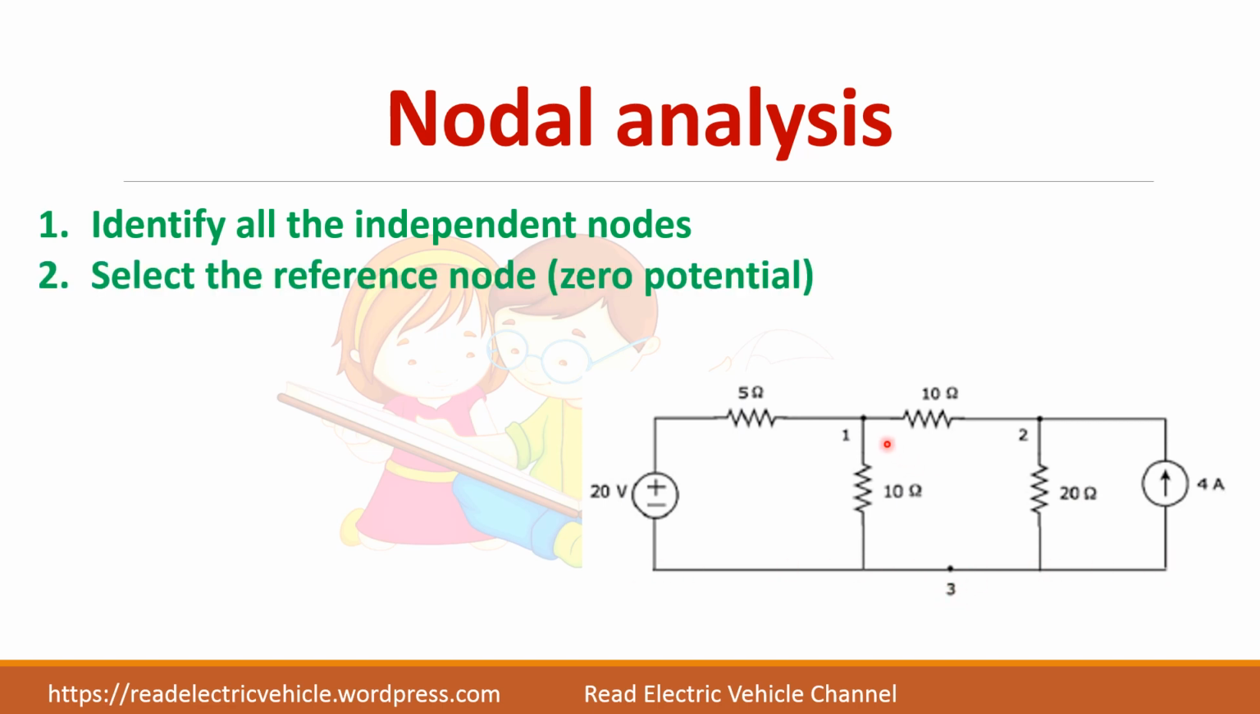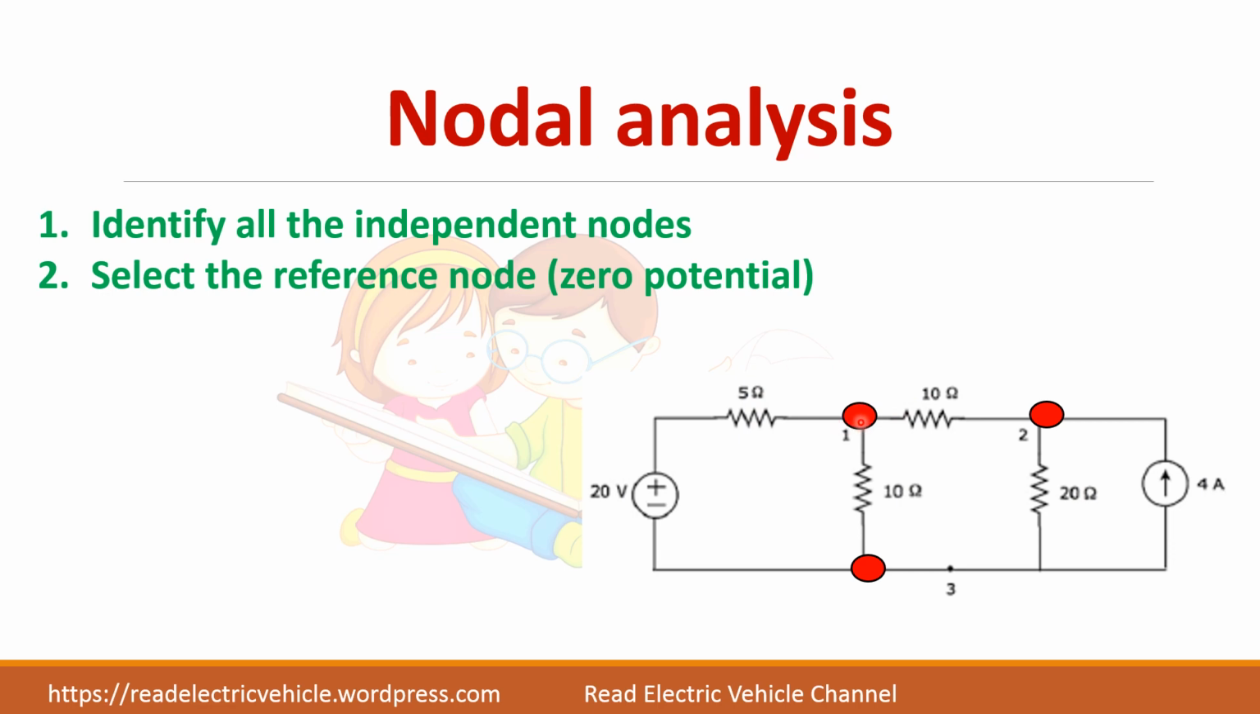So there are totally 3 nodes: 1, 2 and 3. Now you have to identify one as a reference node. That is, it is similar to the ground pin in our circuits. So that will be at zero potential. It is necessary to identify the reference node because we will be writing the equations with reference to the reference node.